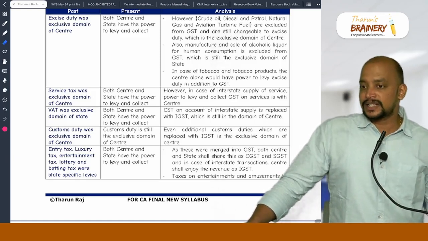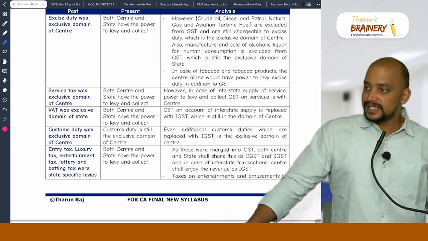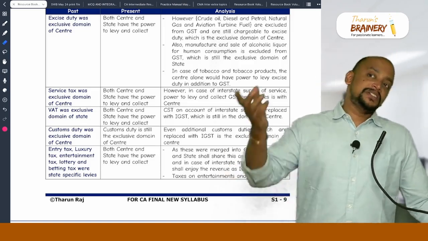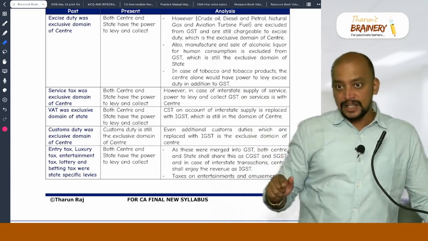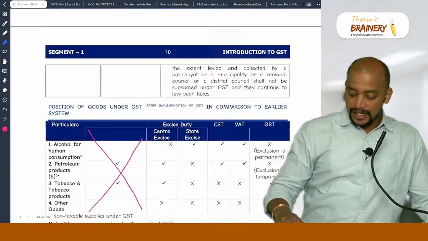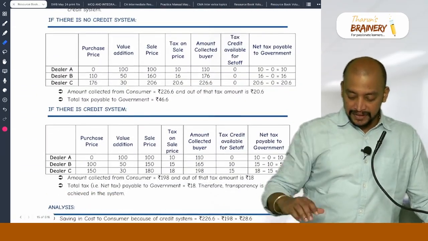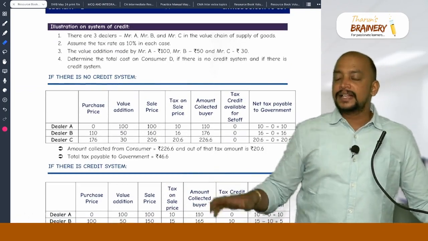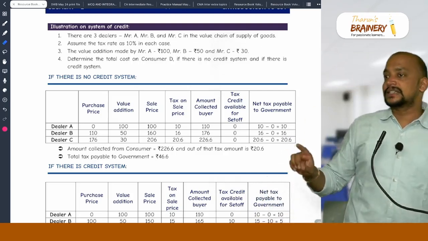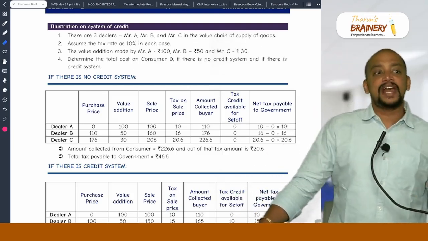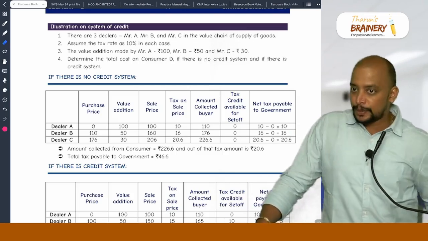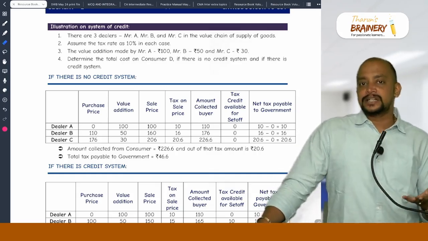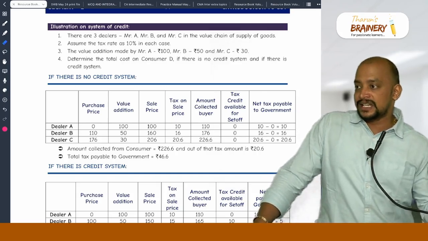Basically with this input tax credit, at every stage there will be a taxation on the sale, but whatever we paid on purchases can be taken as credit. Because of which there will be saving to the consumer. Related to that, I have given this illustration on page number 11. In this illustration, there are three dealers, A, B and C, with value addition of 100, 50 and 30 rupees, and the tax rate is 10%. They ask us to evaluate what happens if there is no credit system and if there is a credit system.